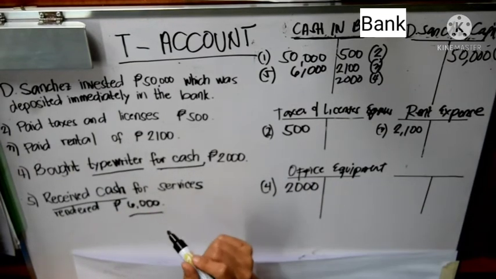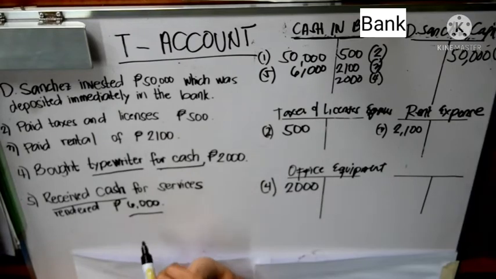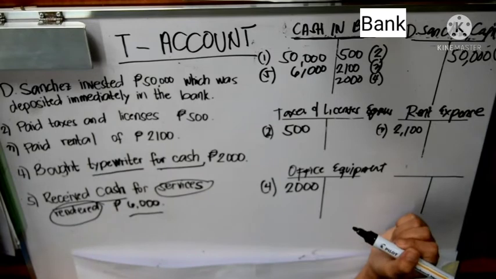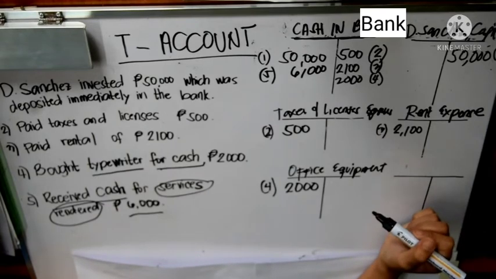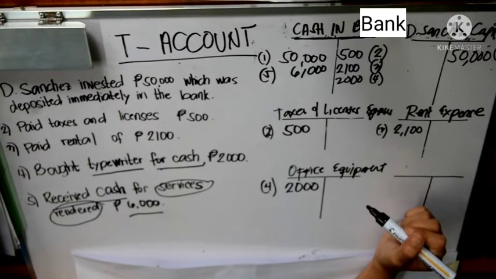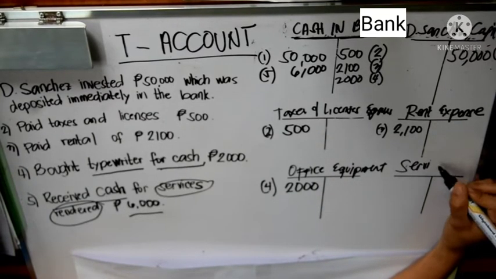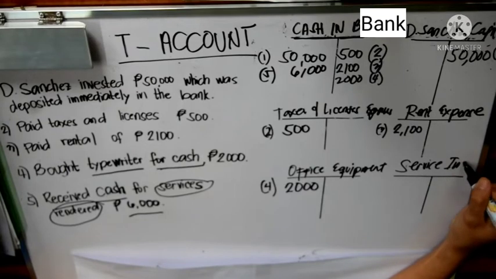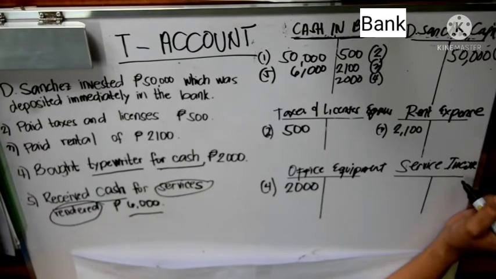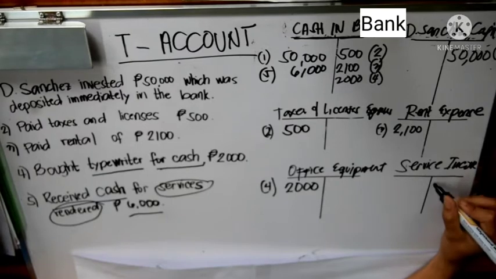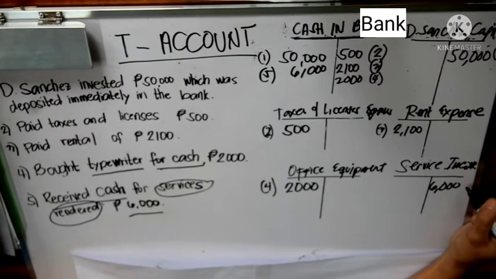And then, credit. What is our credit in this transaction? Services rendered. What is services rendered? So, services rendered is service income. Ito yung income natin, di ba? So, another T account for service income. So, take note that the normal balance of the income is credit side. Okay? So, 6,000 dito sa ating credit side.